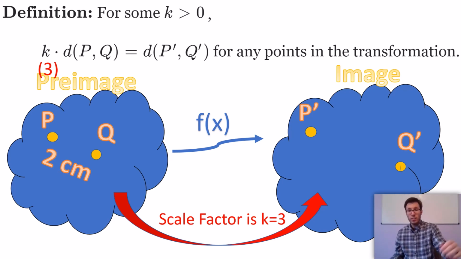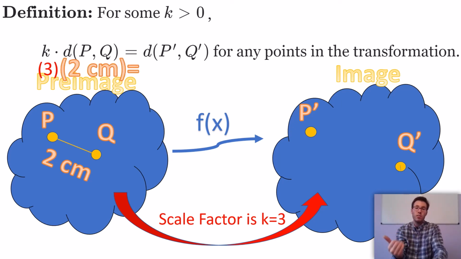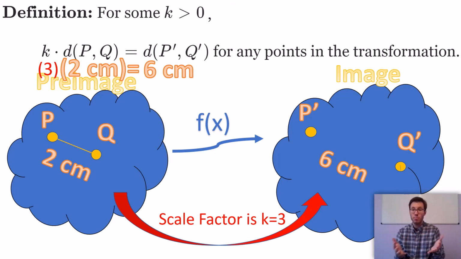Now, let's say our distance from P to Q is 2 centimeters. We just measure that distance out from P to Q. That distance is 2 centimeters. Took a ruler. So the distance from P to Q is 2 centimeters. Let's denote that right under our function there. So I'm putting that number right there. So 3 times 2 is 6. So the distance from P prime to Q prime must be equal to 6 centimeters. So if I look at my image here, the distance between P prime and Q prime must be 6 centimeters. If I took a ruler, the similarity transformation states that distance must be 6 centimeters. That better be 6 centimeters. So that's what that definition means.